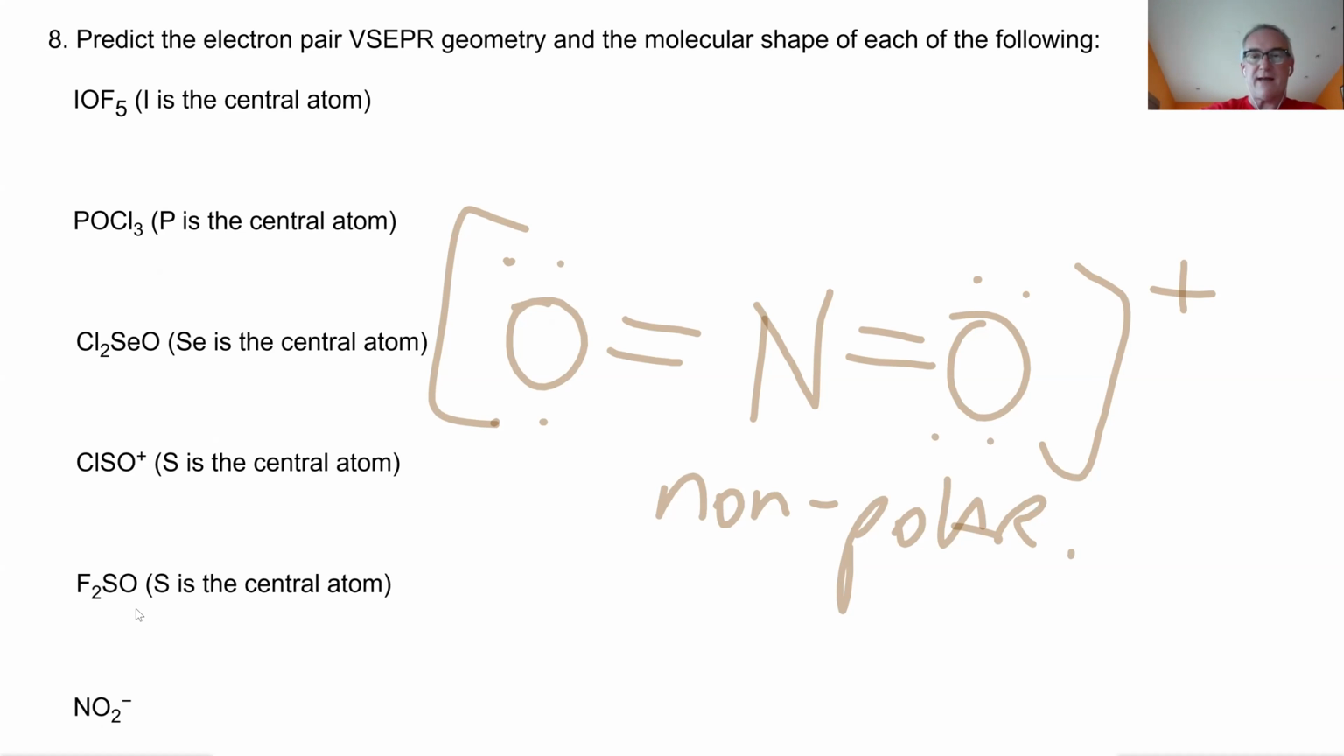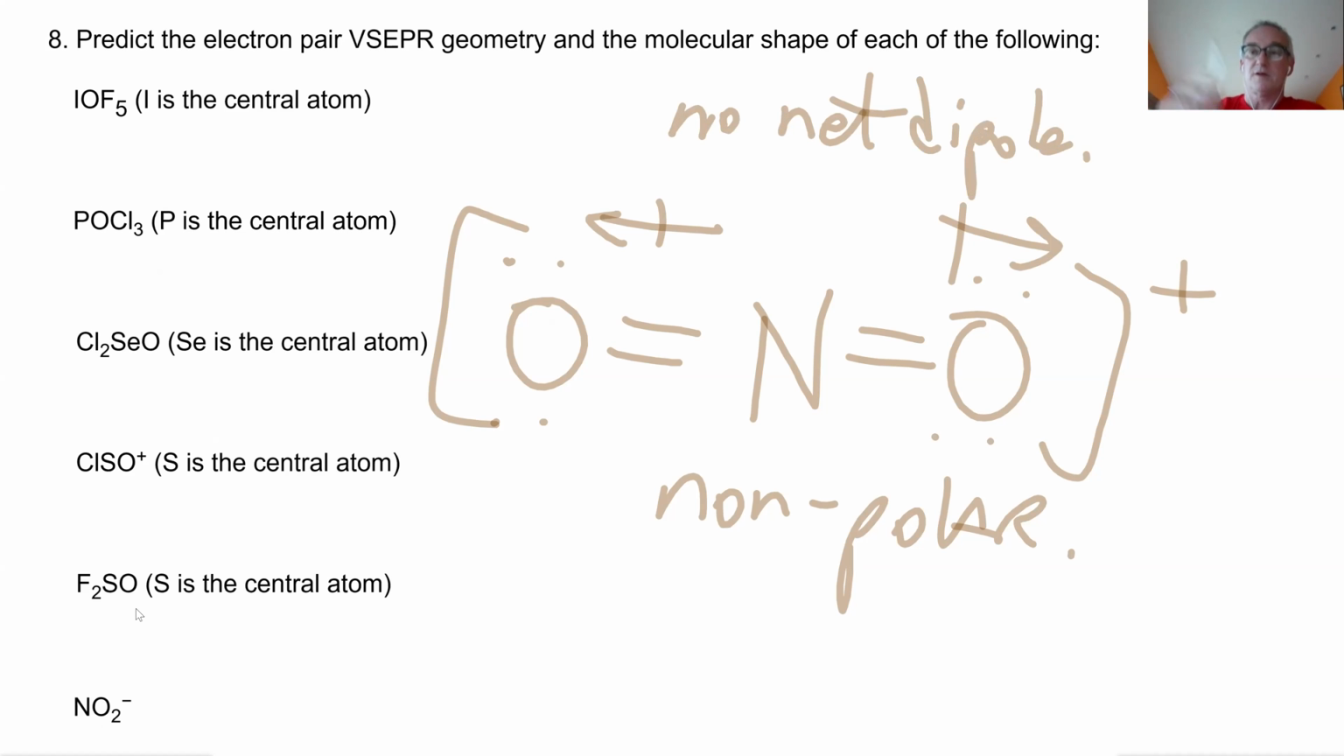Because we have a dipole pointing in this direction, and we have a dipole pointing in that direction, and they're exactly the same size, and they're pointing in exactly opposite directions, so they cancel each other out, and there is no net dipole. So it's one of those rare molecules that has a charge, but it's not polar. So it does happen. If all of the dipoles cancel each other out, it doesn't matter whether there's a charge or not. It's still not polar. Yeah. So I thought that was the case, but then I wasn't sure. But that is the case.